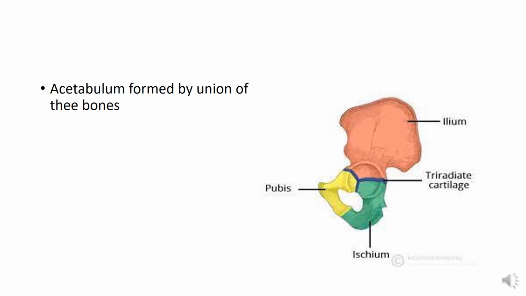You see here the acetabulum. It is formed by the union of the three bones, the ilium, the pubis, and the ischium. So this is the acetabulum, and this is formed by the union of the three bones. You can very well appreciate here.